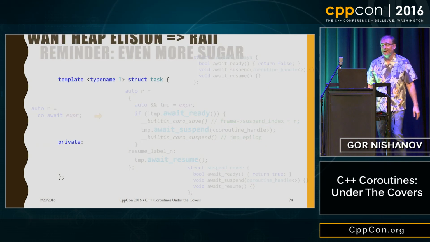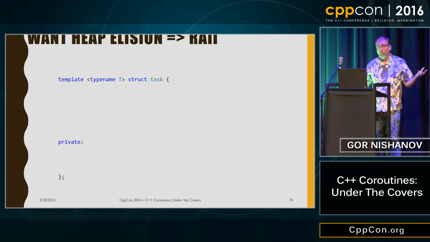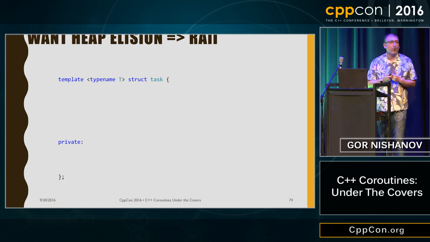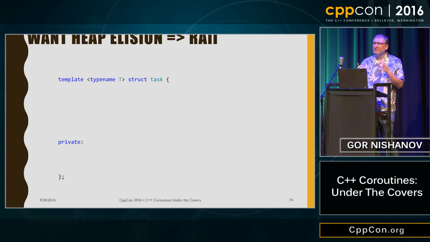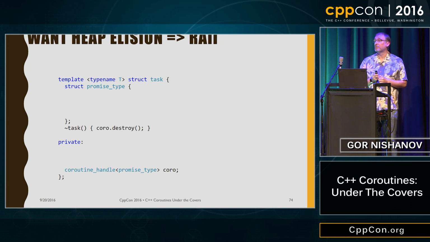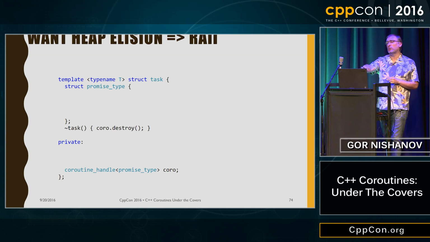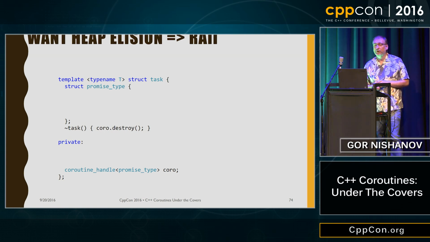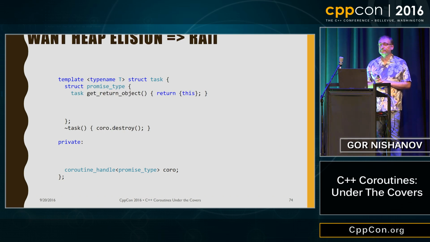So we already talked about earlier, if we want heap elision, we need to implement RAII. So we're trying to define a task which works kind of like a future. So to do RAII, we need to destroy it in its destructor. And possibly, when we start adding move, we also check whether the coroutine handle is null, and then don't destroy it. And we need a constructor. So it will look like this.